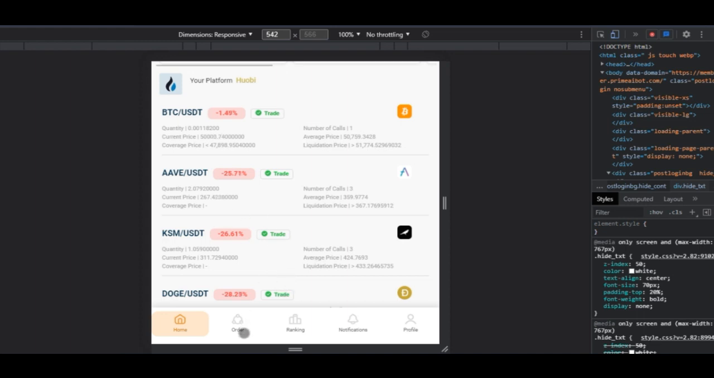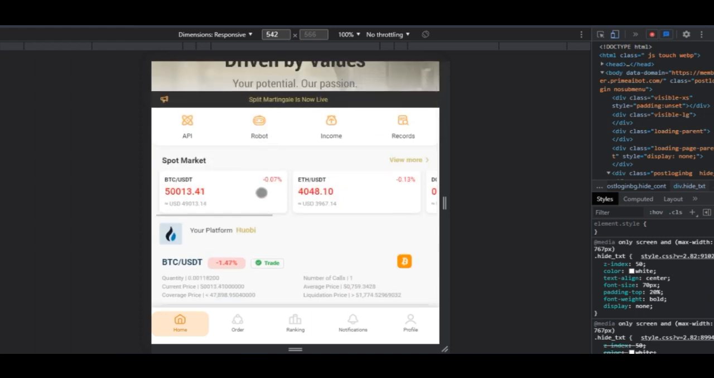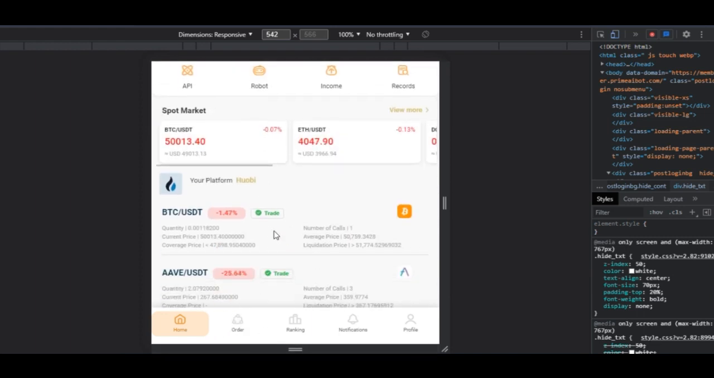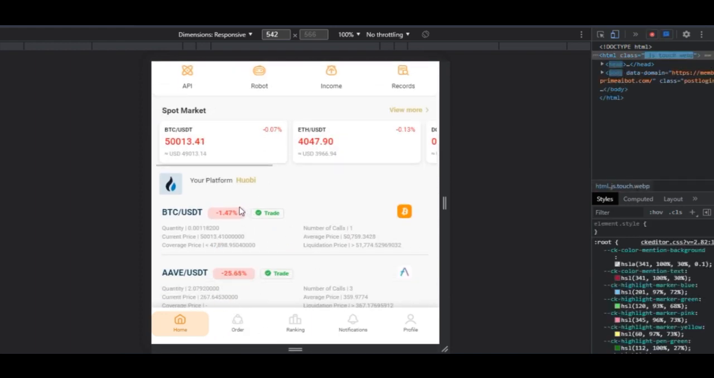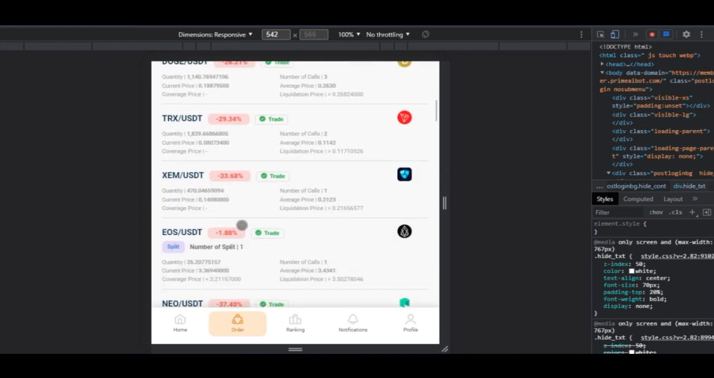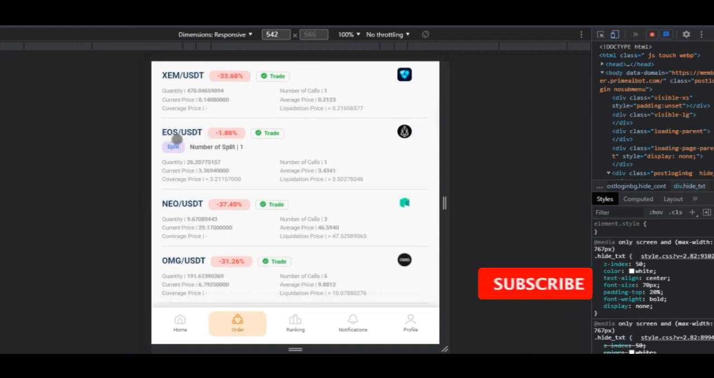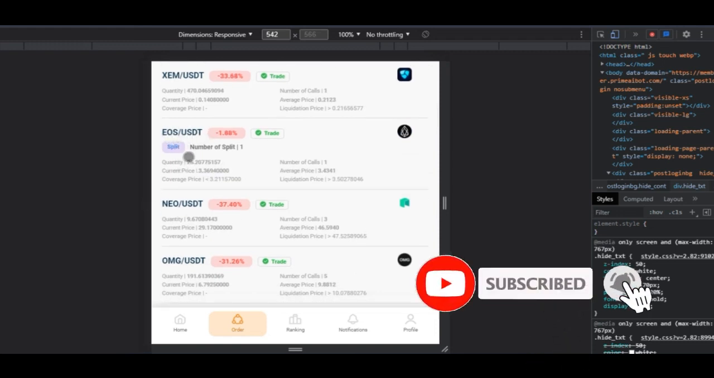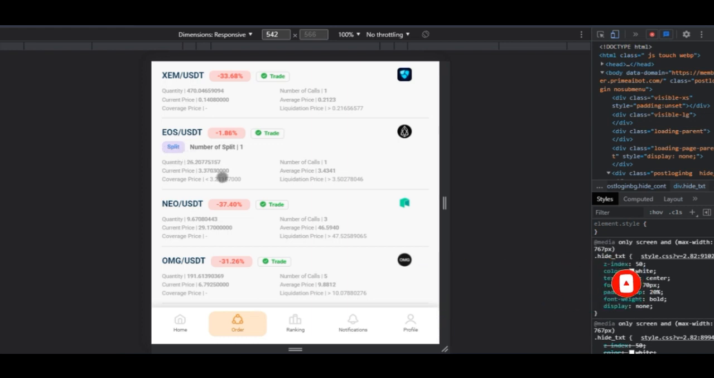So if I come in here to PrimeBot, once you log into your account, I want to go to order. Let me just show you what the split looks like. See here on my order page, the first asset here is trading on the new strategy. You see split attached to it. And if I scroll down here again, you see that EOS is equally trading on the split strategy, and you see this split attached to it.